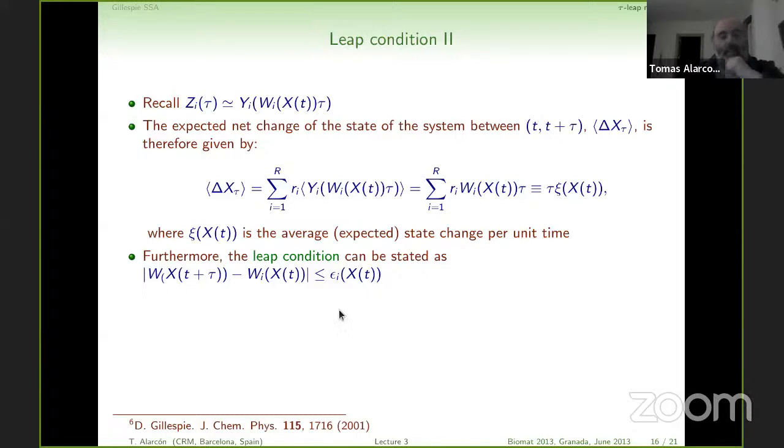Okay, so basically what we require is that the change in the W function, when the system changes in this quantity, stays bounded. And the way in which Gillespie chose to do this bounding is by saying that the increment in the Wi rate has to be smaller or equal than some function epsilon i of xt.